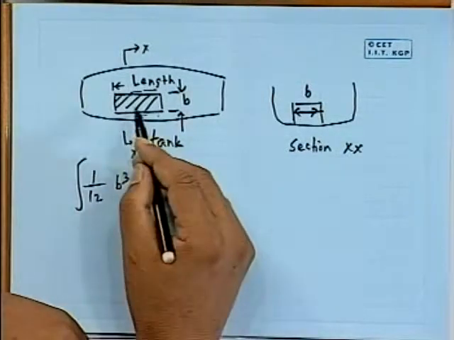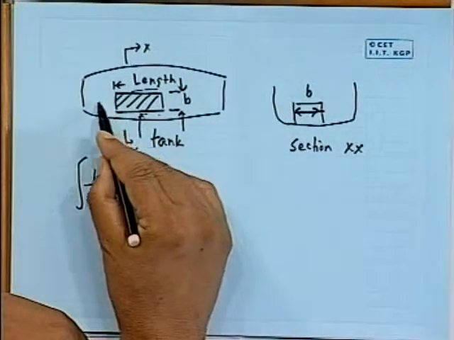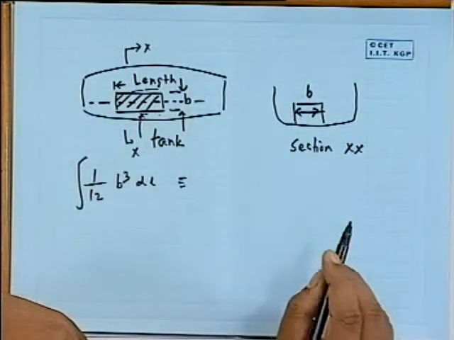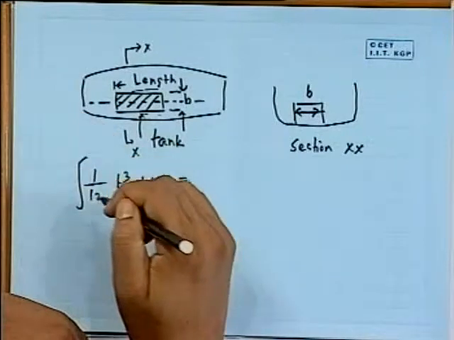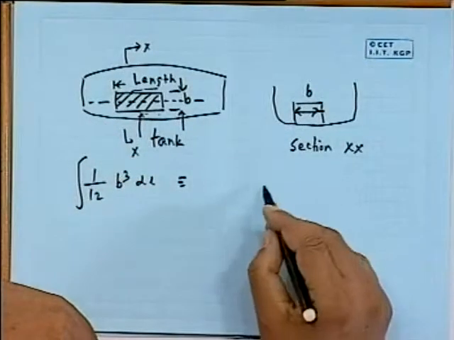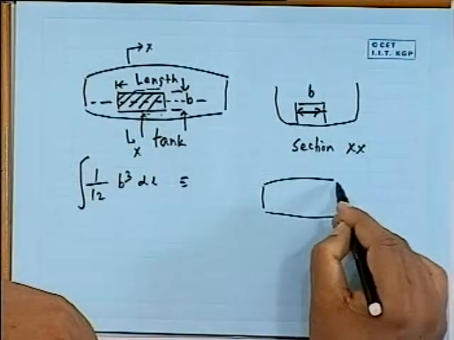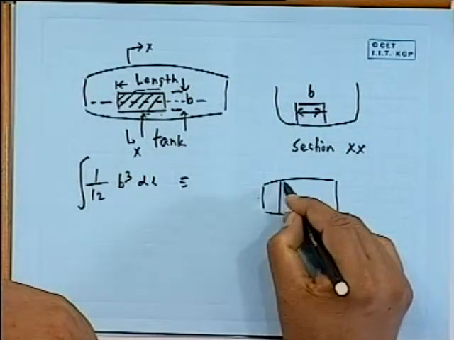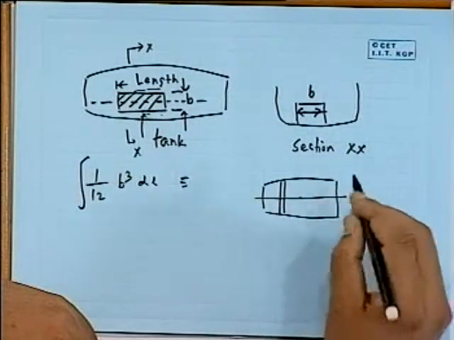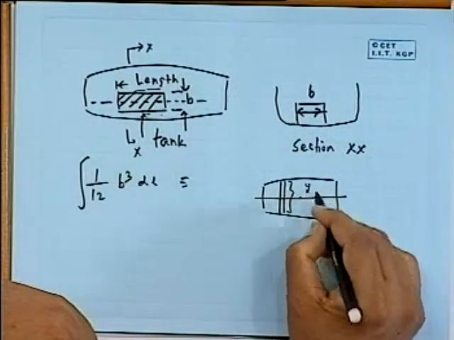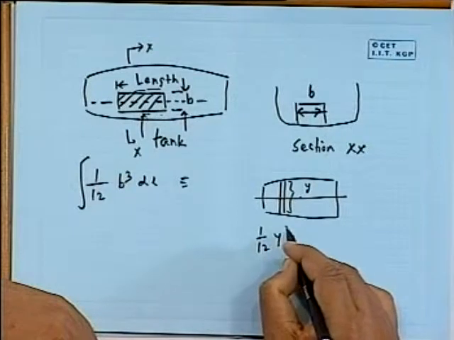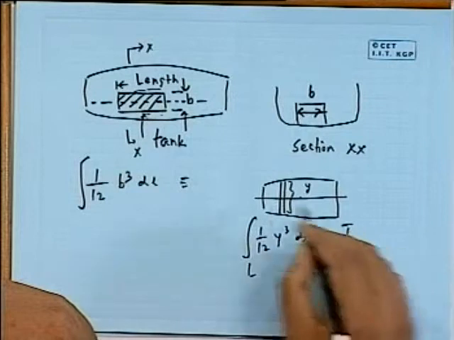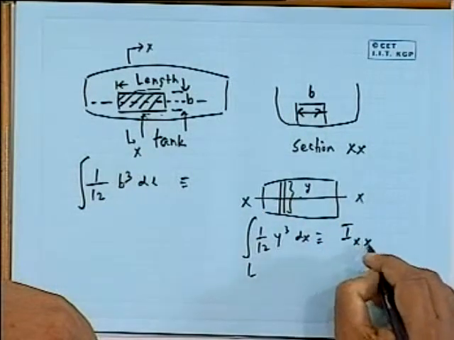See, this is equal to the moment of inertia of the tank through its own centroid axis. Because by formula, if you take any area and its centroid, and take the moment of inertia about a line through it, with the breadth equal to y, the formula is 1 by 12 y cube dx over the length. This is actually I over the axis xx.